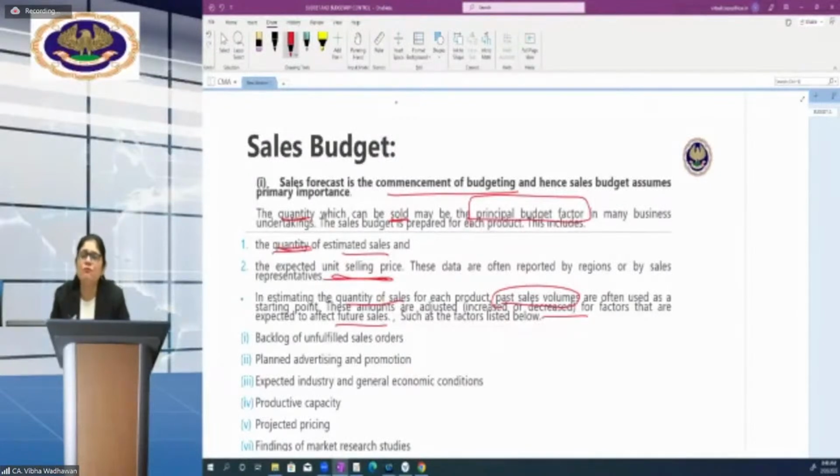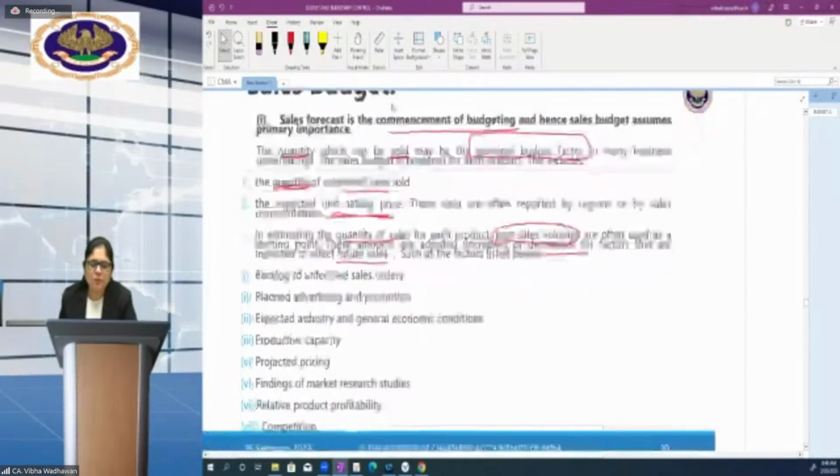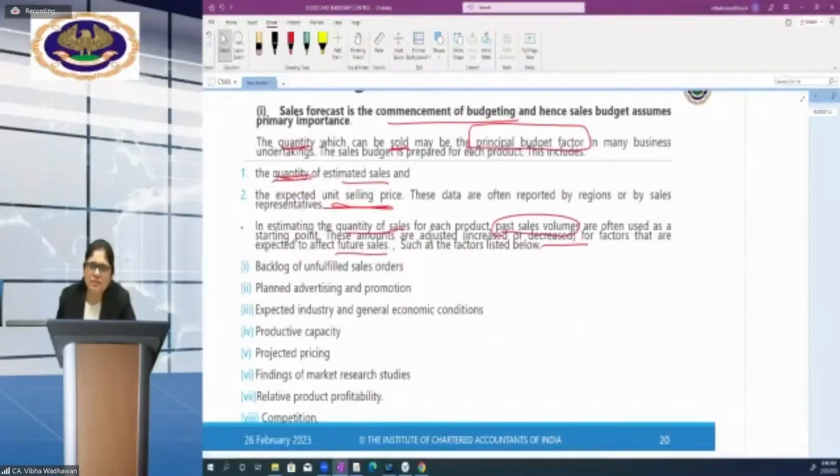My future projection for sales is also going to be affected by, let us say, a backlog of unfulfilled sales orders. We could not fulfill the sales orders in the past. Now we have to fulfill them, so sales are going to increase this year.